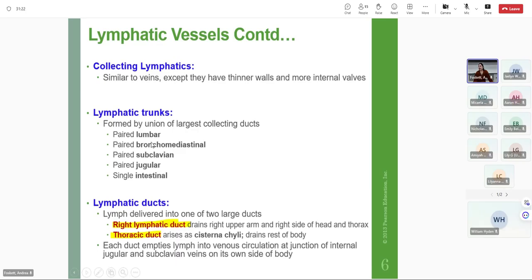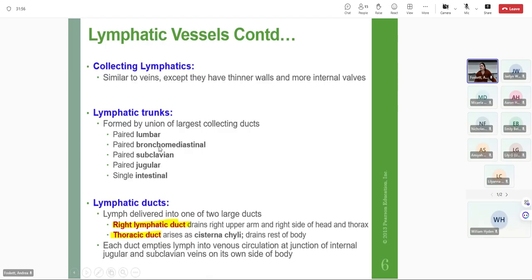A lot of these are paired trunks, meaning you'll have a left and a right for the different sides of the body. You have paired lumbar trunks on the bottom, and then you have your bronchomediastinal in the thoracic region, subclavian in the armpit region, and jugular in the neck. And then there's one single intestinal trunk related to all the intestinal, or abdominal, regions. So I'm going to go ahead and show this to you. But again, in lab, you will identify these different trunks.